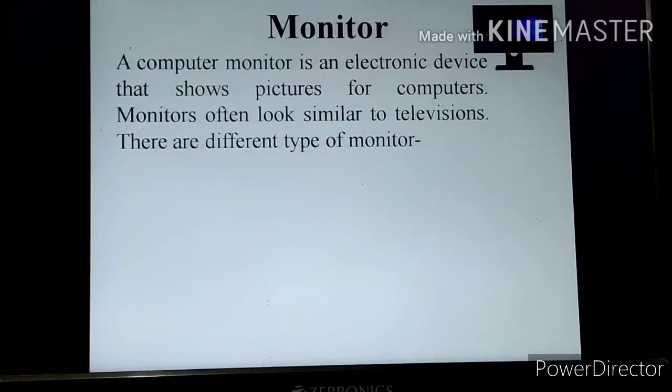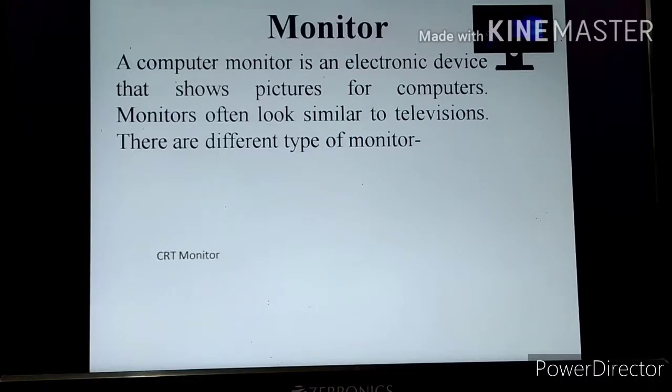A computer monitor is an electronic device that shows pictures for computers, right? Means the CPU uses the monitor to show us photos, movies and games. Whatever we do, it shows on the screen, right? There are different types of monitor.